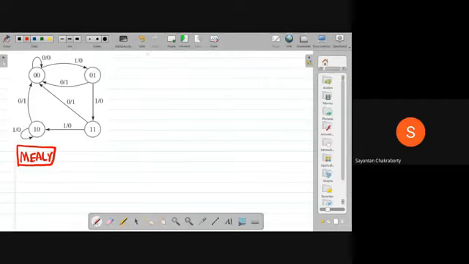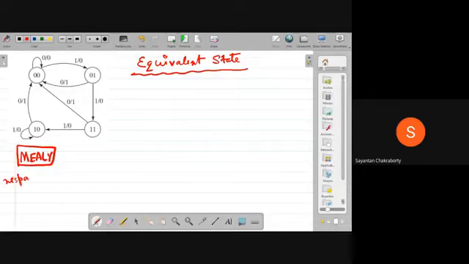Now let us explore the concept of equivalent state. What is the equivalent state? The equivalent state concept is used to reduce the number of states in a state diagram. Two states are said to be equivalent if the response for each possible input sequence is an identical output sequence. That is, response to each. I should not write this. I will show the definition on the PDF itself.